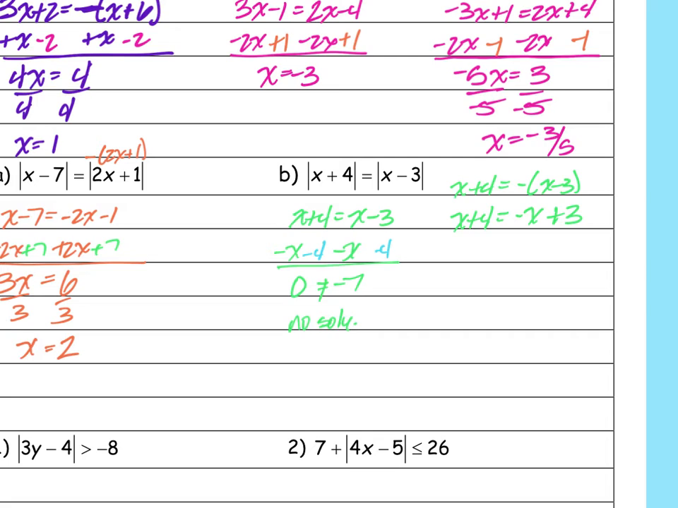Okay, and then the second one, thank you guys for continuing on and doing the second half of this question, because the first half is no solution, but there is another half of this question that does not necessarily mean that it's no solution. So good job. So add x, subtract 4. So I get 2x equals negative 1. Divide by 2, x equals negative 1/2.